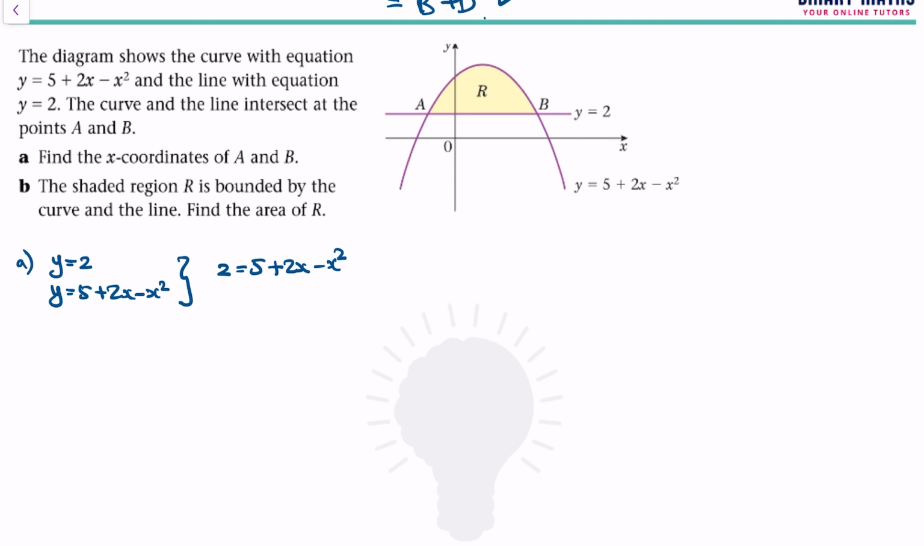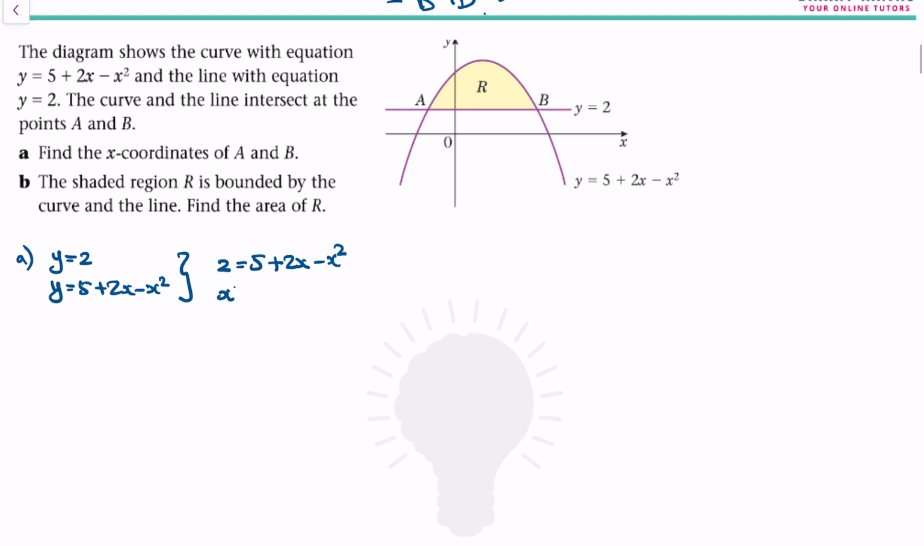Let's move everything to the left hand side. So I get x squared, take away 2x, positive 2 take away 5 gives me negative 3, is equal to 0. That means, if I factorize it, I get x minus 3 times x plus 1 is equal to 0, which means x is equal to 3 or x is equal to negative 1.